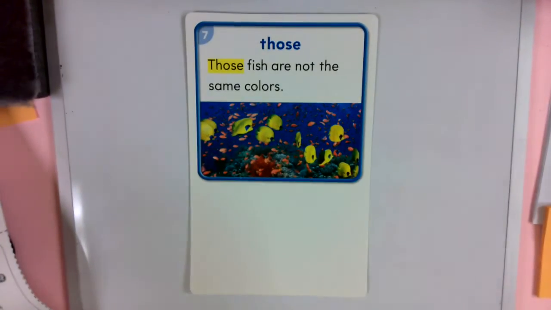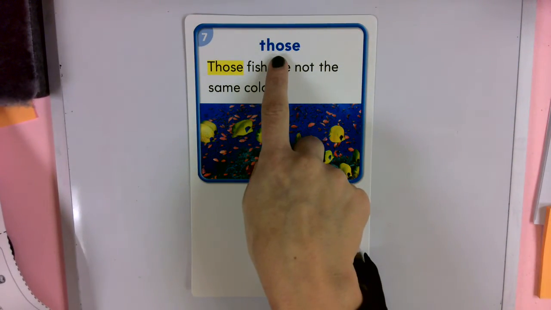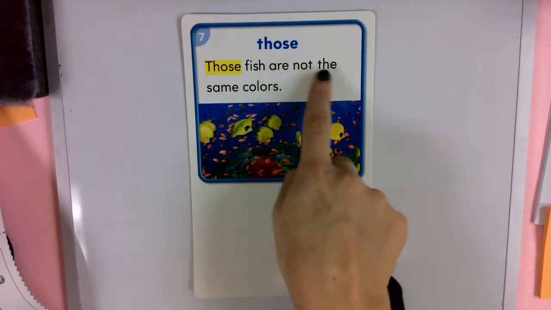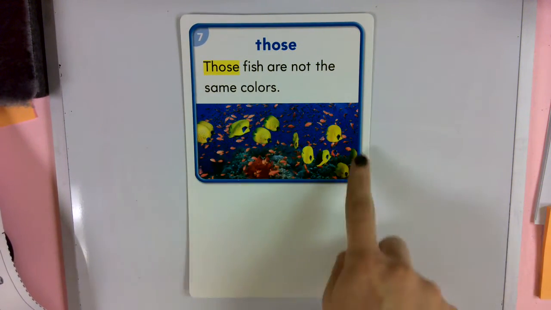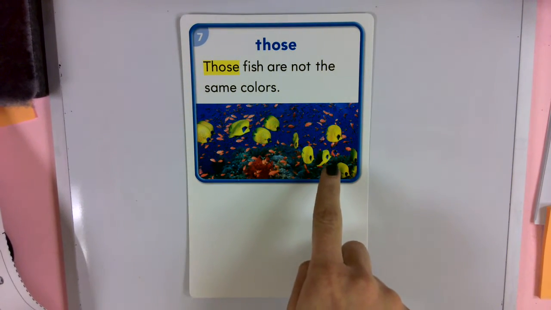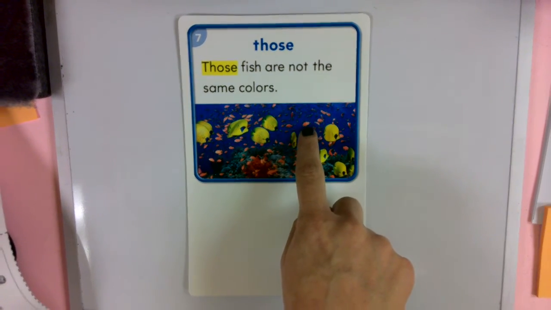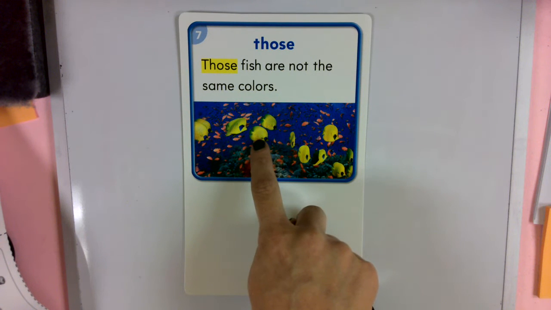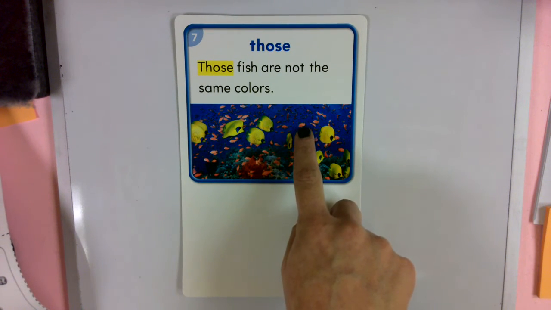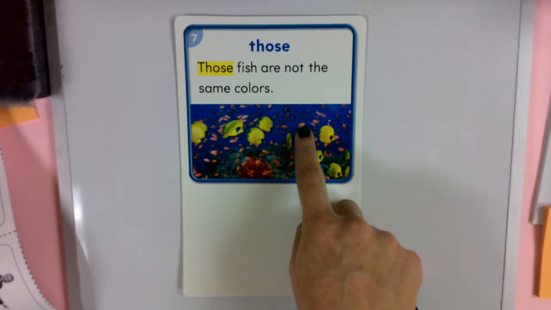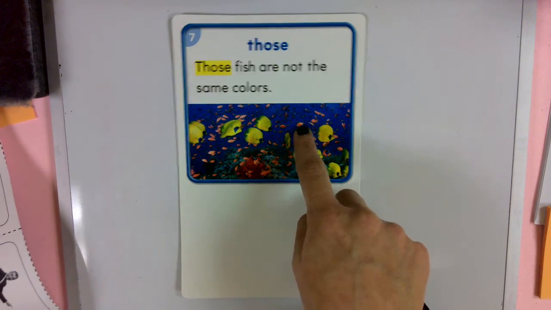Another word, those. Those fish are not the same colors. So those fish are not the same colors as these fish. These fish are yellow, green, blue. These are red, orange, reddish orange.